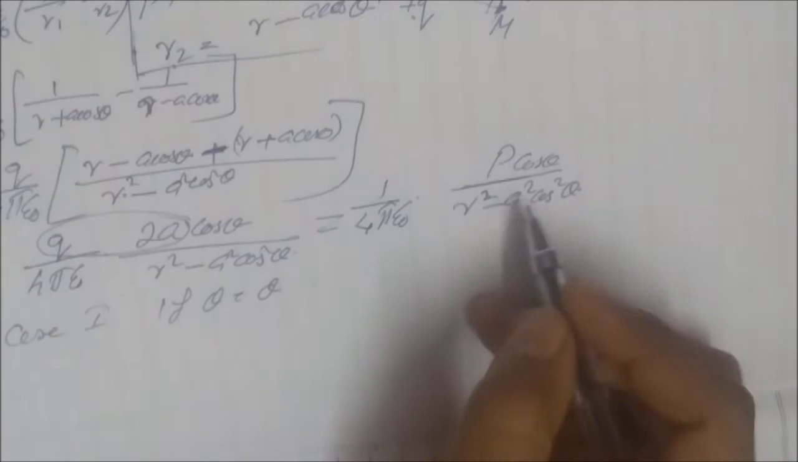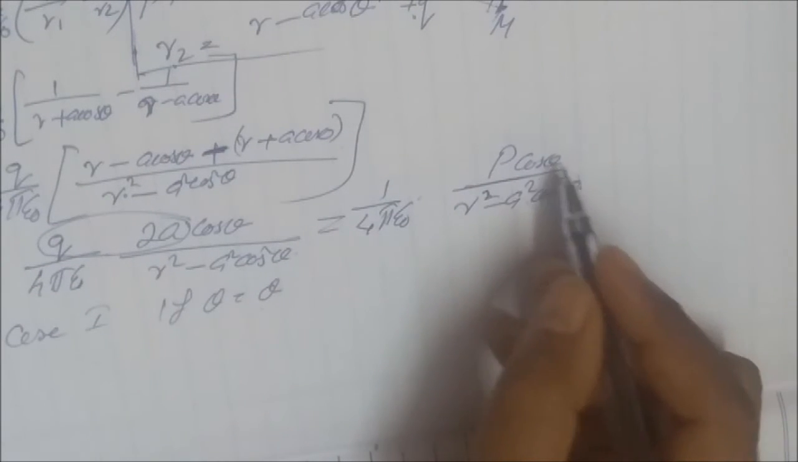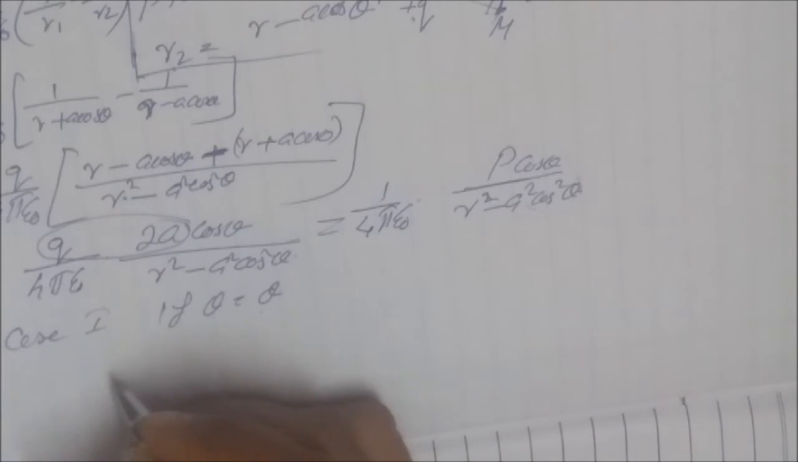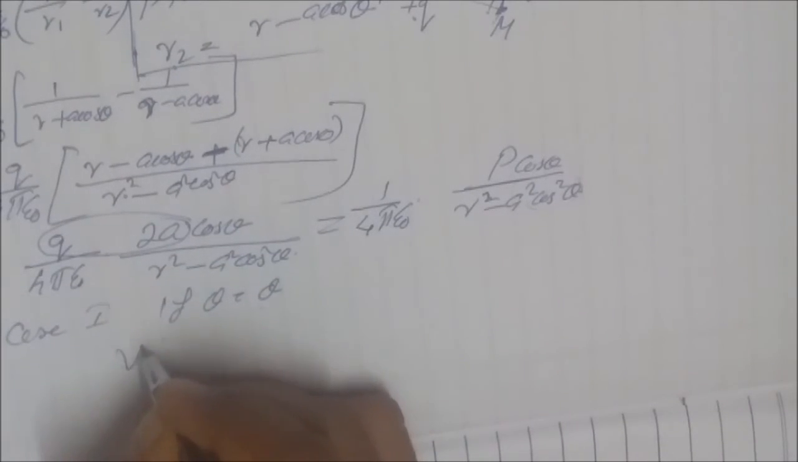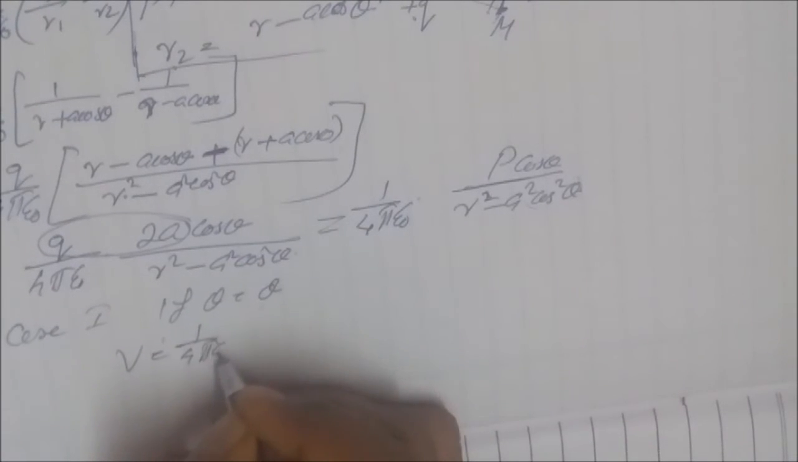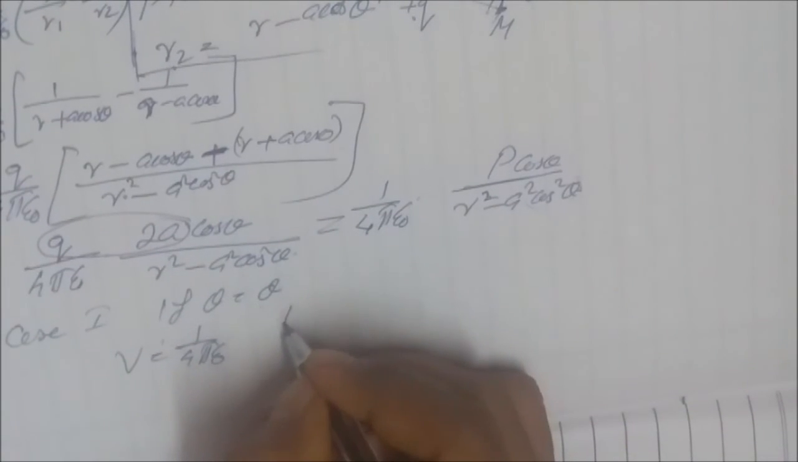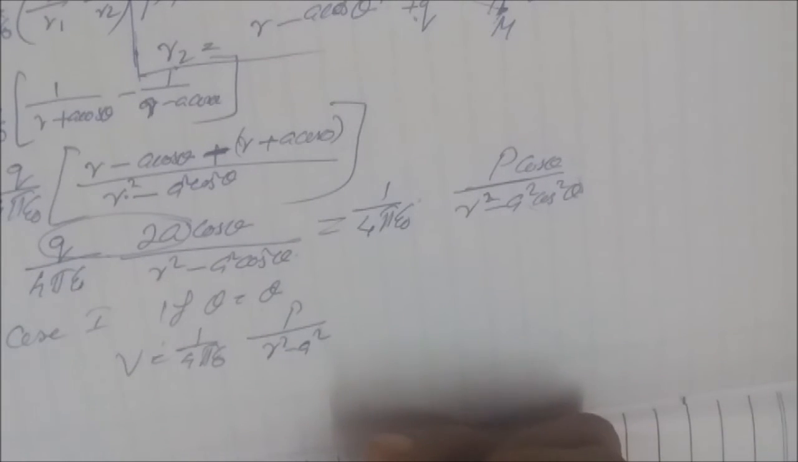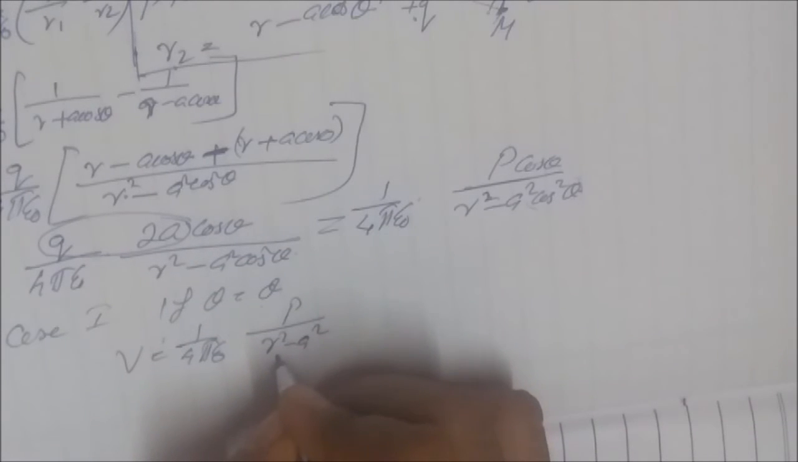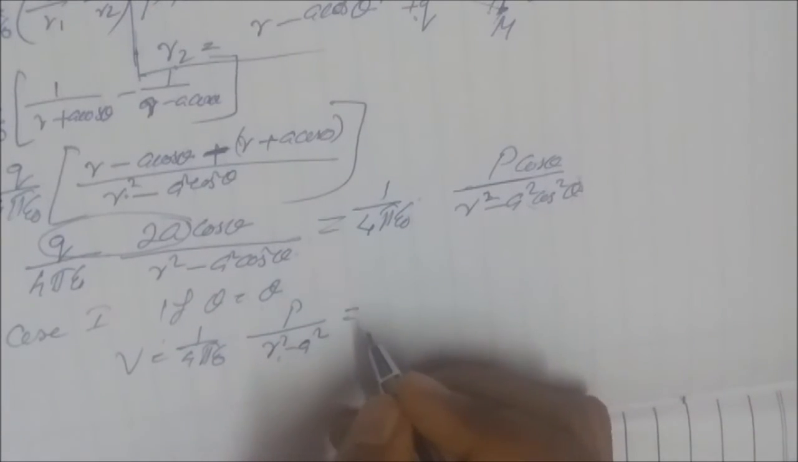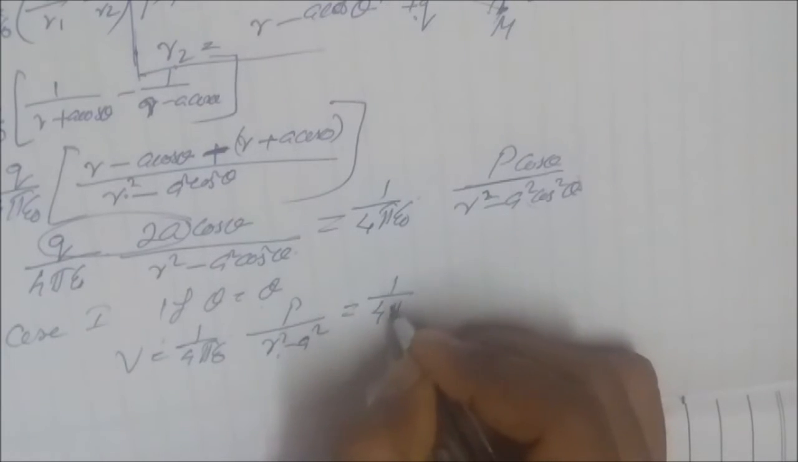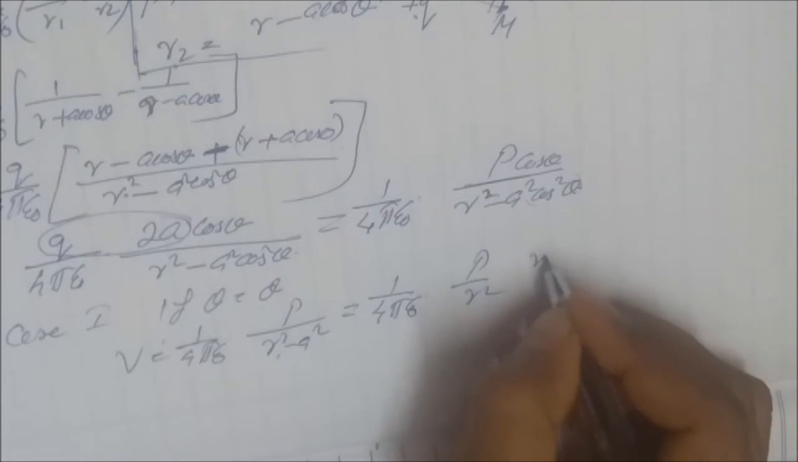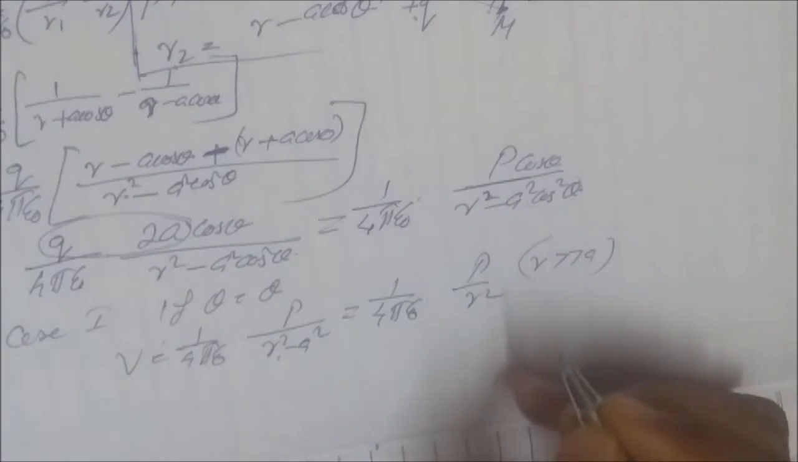If the angle is 0, cos theta becomes cos 0, and cos 0 is 1. So this becomes V is equal to 1 by 4 pi epsilon 0 p by r squared minus a squared. Also, this r is very very greater than a, so we can write it as 1 by 4 pi epsilon 0 p by r squared, because r is very very greater than a.